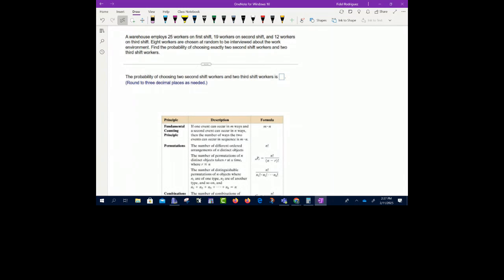It says a warehouse employs 25 workers on the first shift, 19 workers on the second, it's kind of similar to the problem we did before, 12 workers on the third shift. Okay, 8 workers are chosen at random. So y'all, before I even start reading anything, I'm going to go first, second, and third, just so that I have my numbers. 25 on the first, 19 on the second, 12 on the third. And we're going to choose 8.